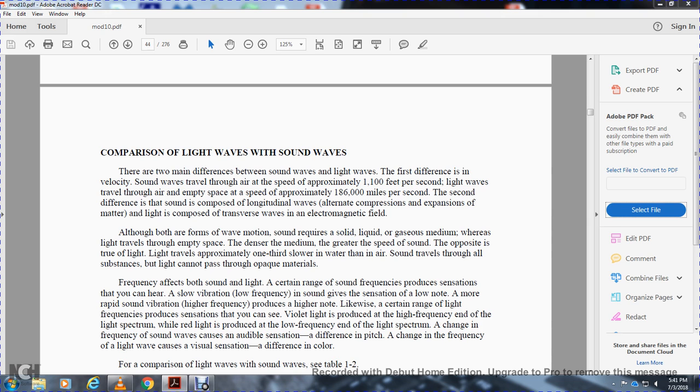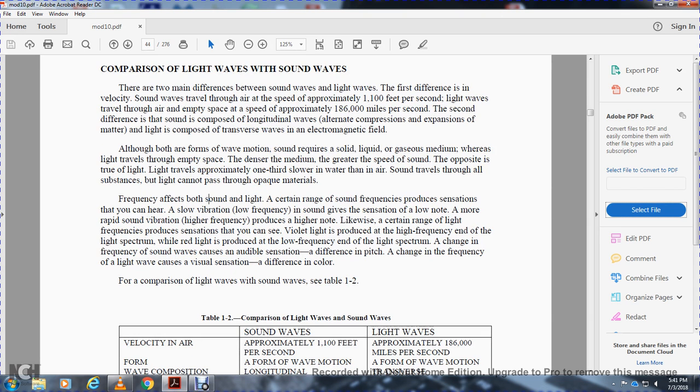For frequency effect, for both sound and light, certain ranges of frequencies produce sensations. Certain ranges of sound frequencies produce the sensation that you can hear. Slow vibration, low frequency sound gives the sensation of a lower note. More rapid vibration, higher frequency, produces a higher note. Likewise, a certain range of light frequencies produces the sensation you can see, with violet light produced at the high frequency end of the light spectrum. Red light is produced at the low frequency end of the light spectrum. A change in the frequency of sound waves causes an audible sensation difference in pitch. A change in the frequency of light waves causes a visual sensation difference in color.